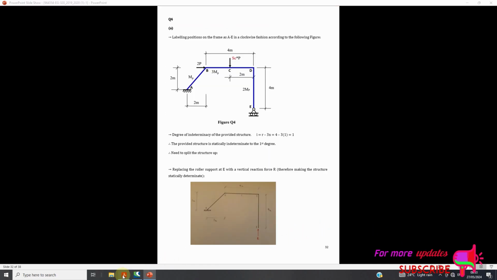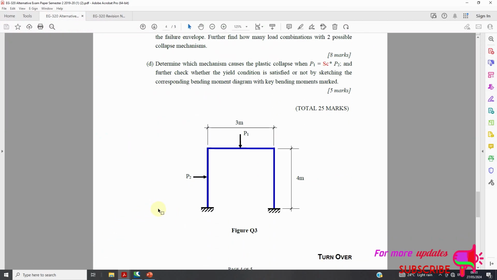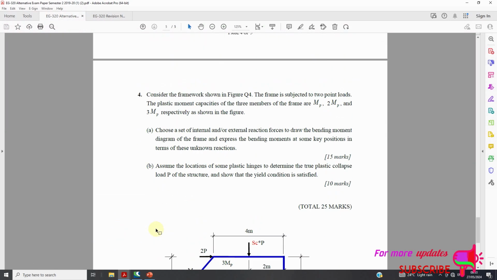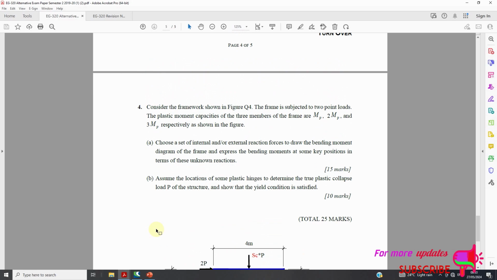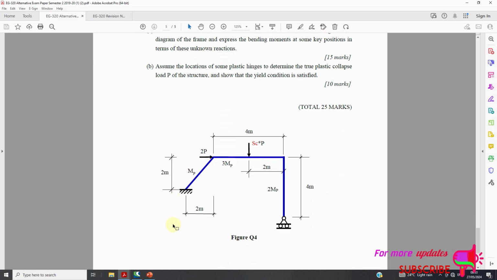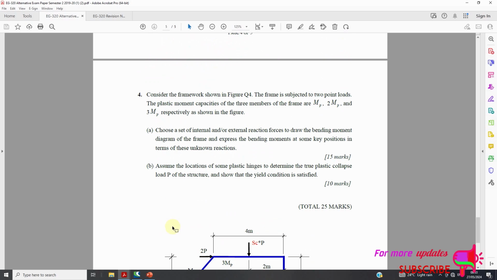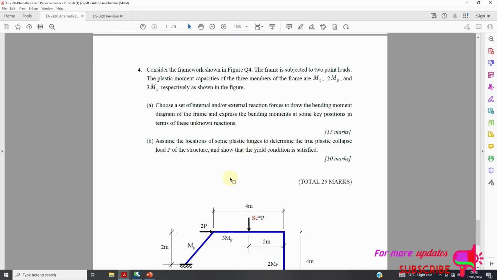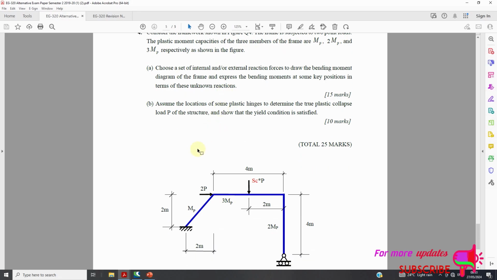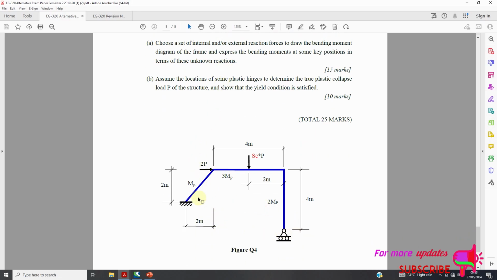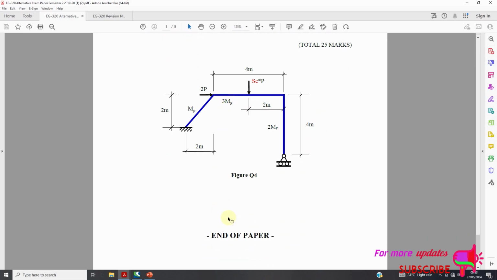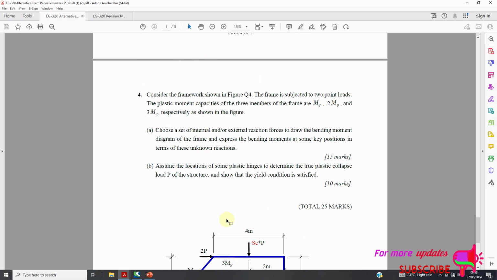Question 4. Consider a frame shown in figure Q4. The frame is subjected to two point loads. The plastic moment capacities of the members of the frame are MP, 2MP, and 3MP respectively, as shown in the diagram. That is figure Q4.